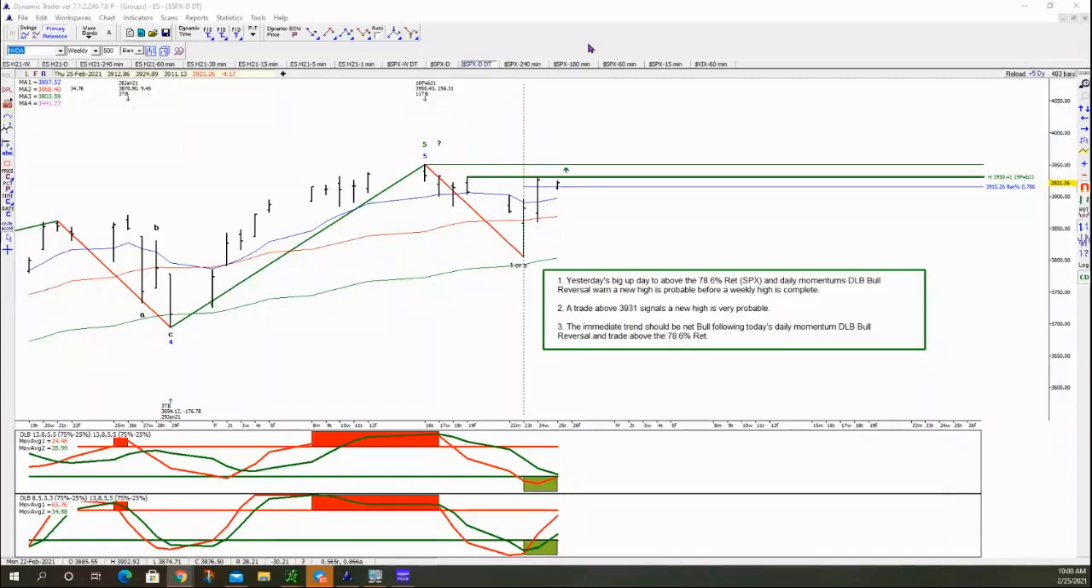I just want to take this opportunity, since it's kind of quiet this morning, to go through the Elliott wave counts that I'm posting in the morning. So let's start from the top down.